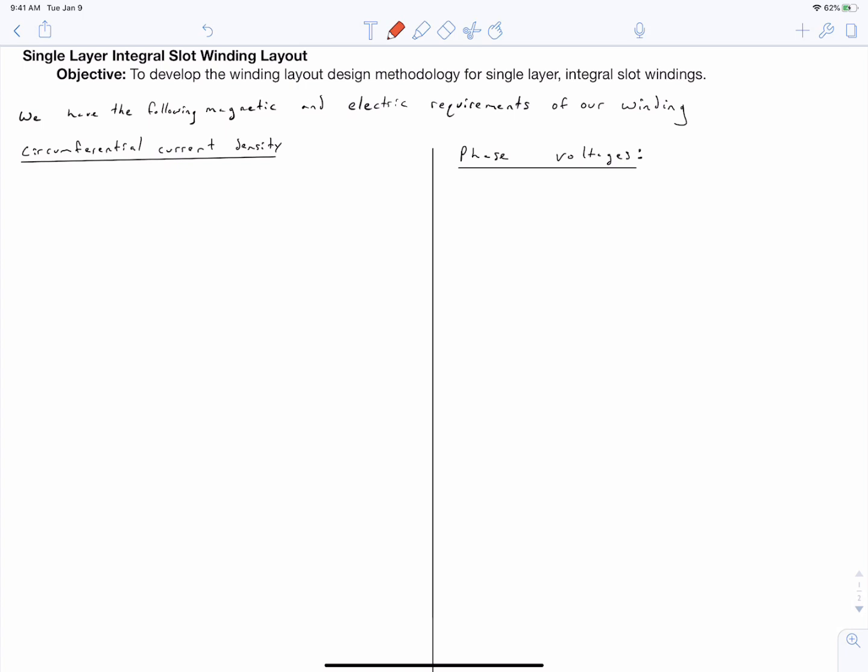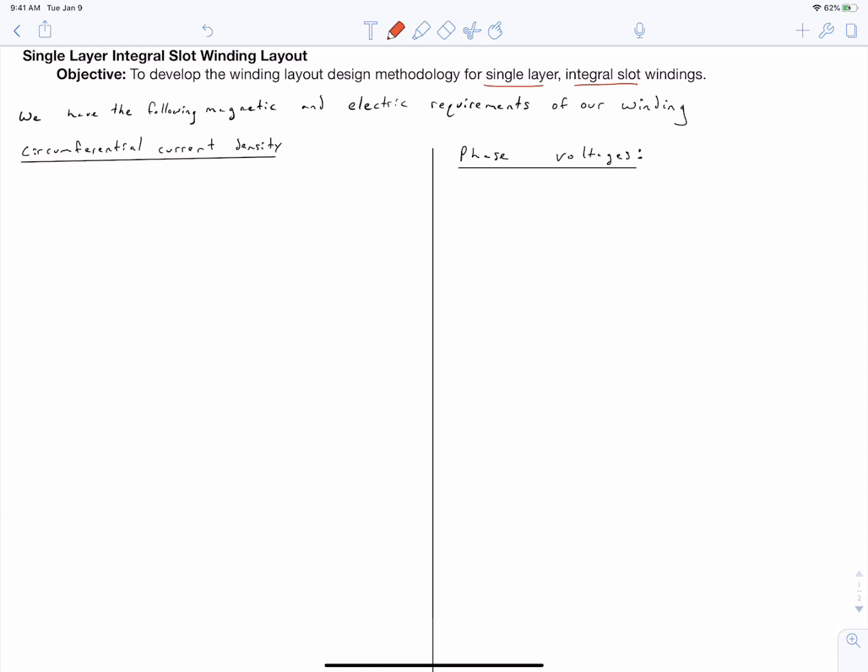That is, how do we decide which phases' coil sides belong in which slots of our stator? And we're going to develop that in this video for single layer windings. Single layer windings means that you have one coil side in a slot. And further, this is going to be specifically applied to integral slot windings. And integral slot windings means that your number of slots per pole per phase is an integer.